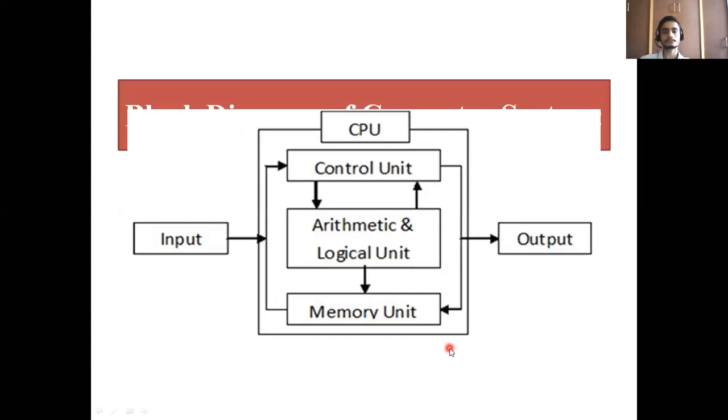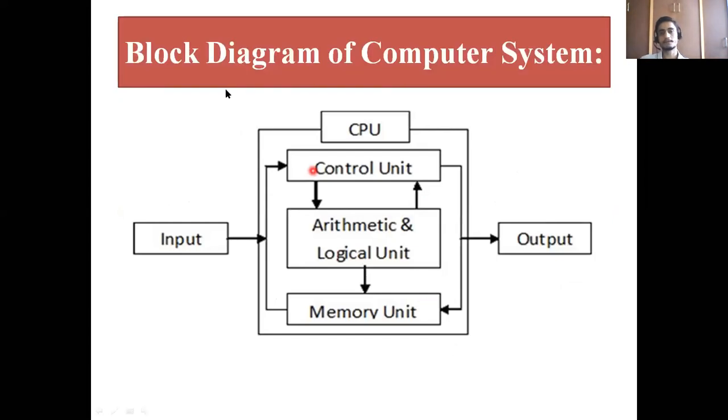Okay, now we will look at the block diagram of the computer system. Whenever we think about a computer system, we just picture a TV-like structure: monitor, keyboard, mouse. Do you think this is the complete computer system? No, this is not the complete computer system. Whenever we think about a computer system, this block diagram refers to it. Here you can see a CPU, input, output.